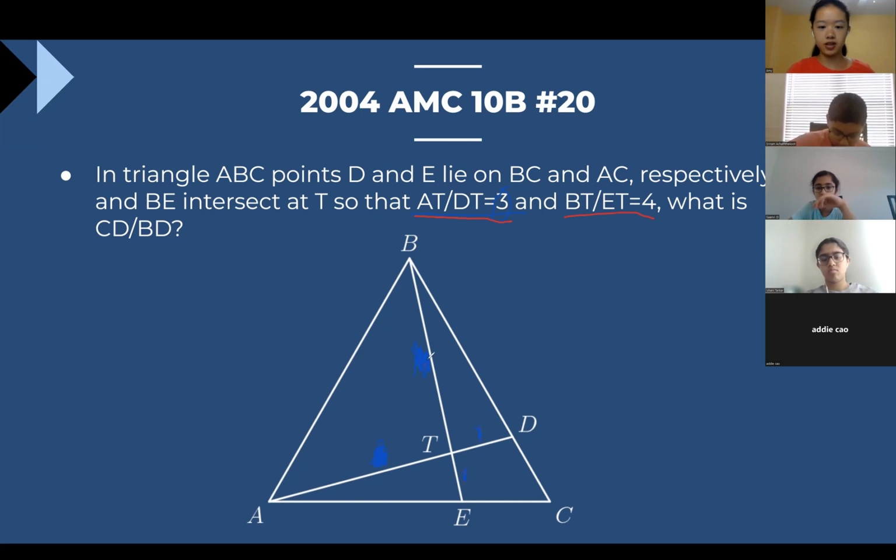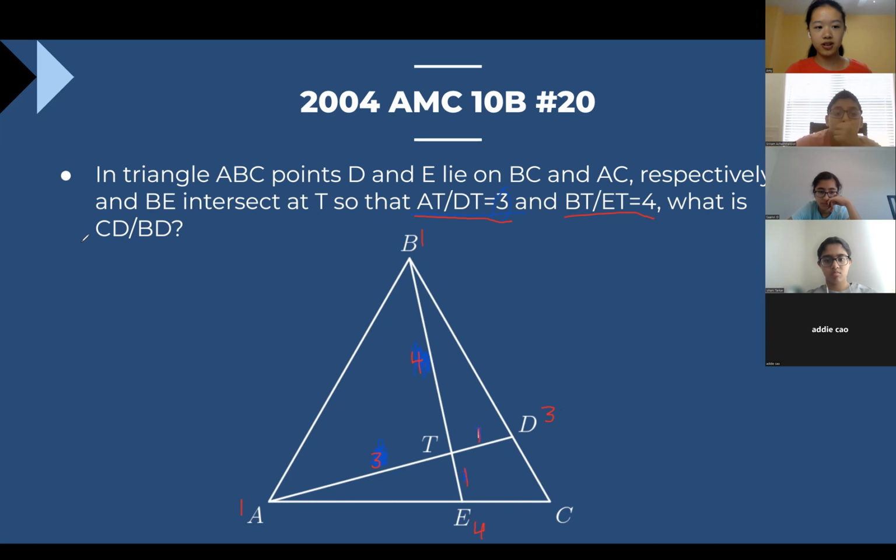So it says here BT over ET is 4 to 1. If I were just starting this problem, I would put BT is 4 and ET is 1, because that's the easy way to go, right? And then AT is 3 and DT is 1, right? So that's all fun and games. And then you probably go here and you're like, okay, B can be 1, E can be 4, and then D is 3, A is 1.